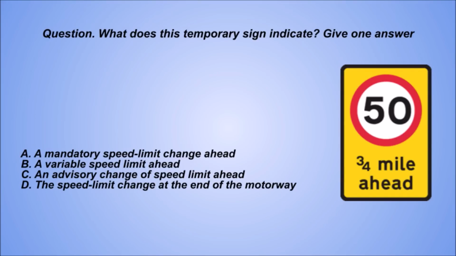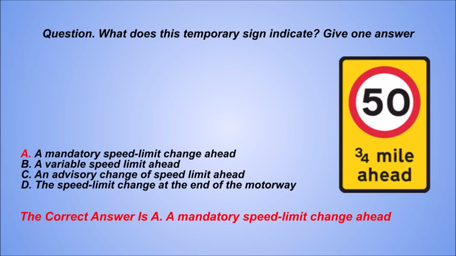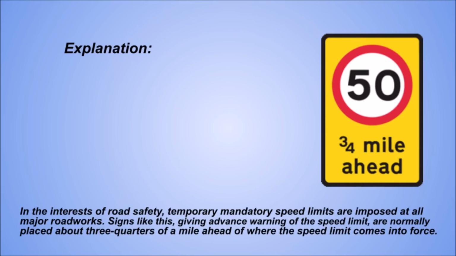Question: what does this temporary sign indicate? Give one answer. A. A mandatory speed limit change ahead. B. A variable speed limit ahead. C. An advisory change of speed limit ahead. D. The speed limit change at the end of the motorway. The correct answer is A. A mandatory speed limit change ahead. Explanation: in the interests of road safety, temporary mandatory speed limits are imposed at all major roadworks. Signs like this, giving advance warning of the speed limit, are normally placed about 3/4 of a mile ahead of where the speed limit comes into force.